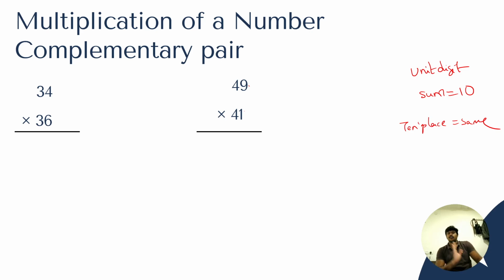Then what to do? First thing, first multiply these two. 9 into 1, 9. Multiply the unit digits. Then for the first part of the answer, multiply this number with the next number. 4 fives, 20. That will be your final answer.